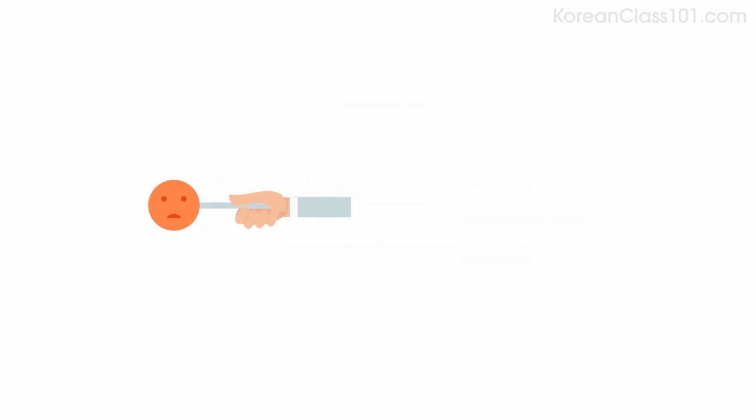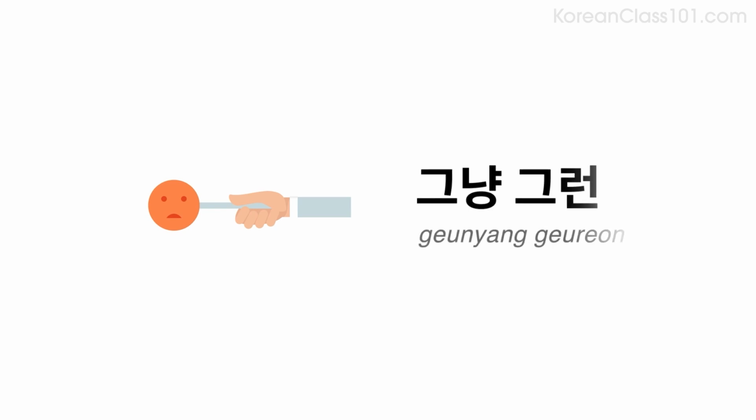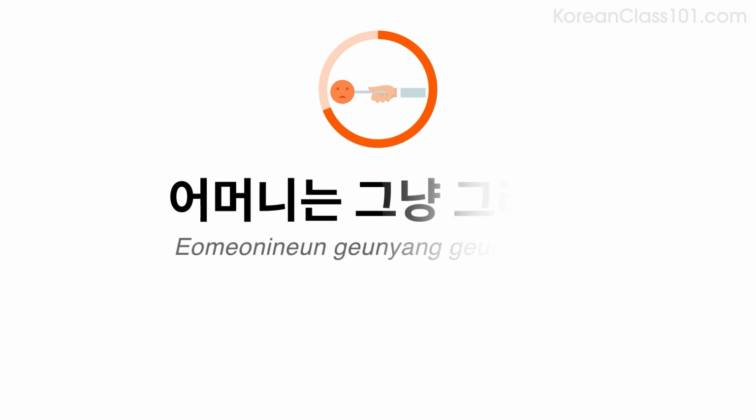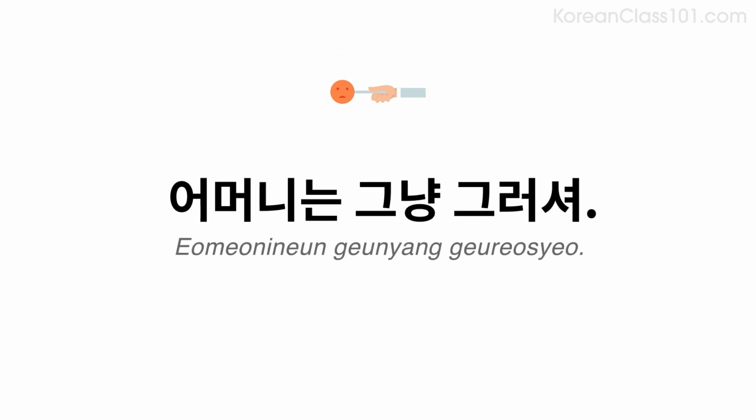Now imagine she's so-so. Do you remember how to say so-so? 그냥 그런. Say, she's so-so. 어머니는 그냥 그러셔. Now, answer the question saying she's so-so. 어머니는 어떠셔? 어머니는 그냥 그러셔.